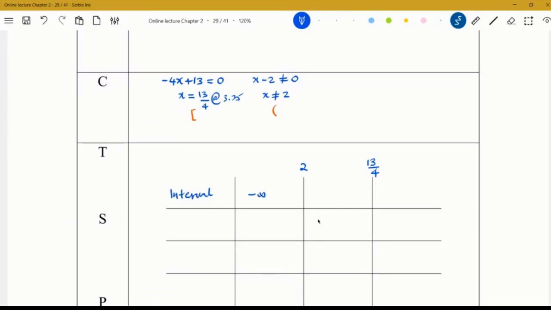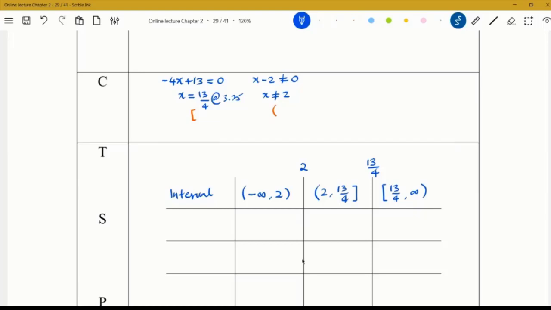So negative infinity sampai 2 round bracket, 2 to 13 over 4 round bracket, square bracket, square bracket 13 over 4 towards positive infinity. That's why kita nak buat cari critical number, sebab kita nak jot down dekat bahagian interval with the correct bracket.